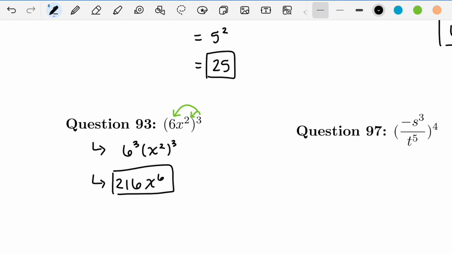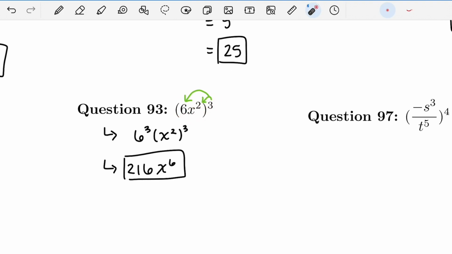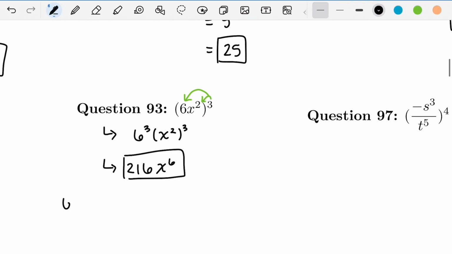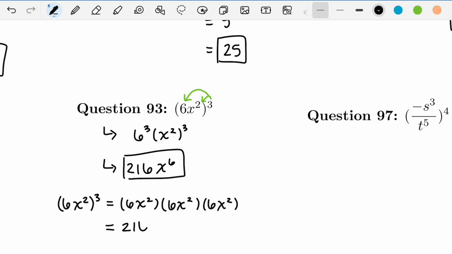And this is our final answer. And what we can do to get a better understanding of this power rule is we could take 6x squared to the 3rd power, which is the same as this here. And so what we can do is, as we've seen in the last several examples, we're going to multiply our 6's. So we have 6 cubed in this case, which is 216. And then we have x squared times x squared times x squared.